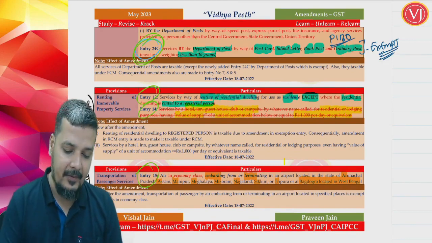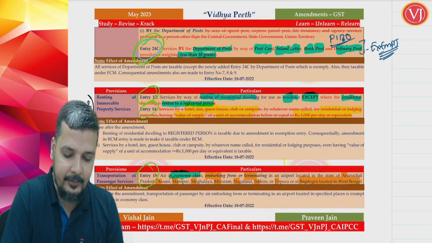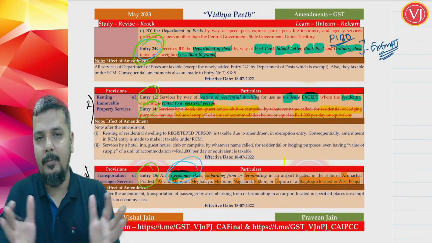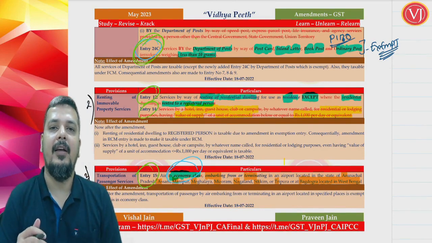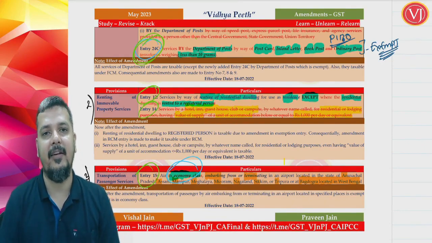But now what have they said? This exemption is there only if at all you are traveling in economic class. So they have added a criteria. Exemption is again, scope is reduced. If you're traveling in your business class, then it is taxable. Only if you're traveling in economic class, it is exempted.